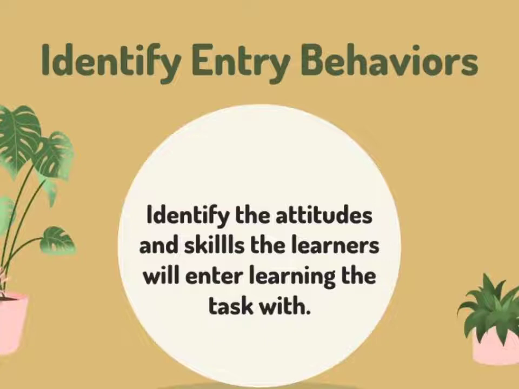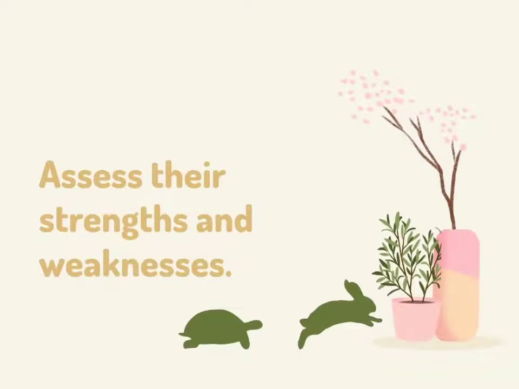Next is to identify the entry behaviors. You have to identify the attitudes and the skills the learners will enter learning the tasks with. So you have to learn their current skills in order for you to assess what their improvements are at the end of the lesson. The next one is you have to assess their strengths and weaknesses.